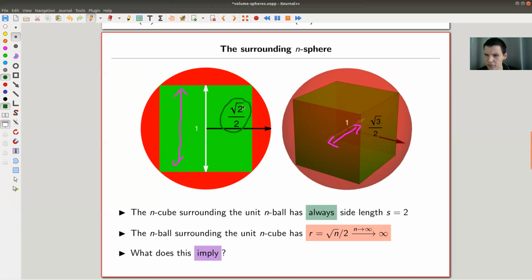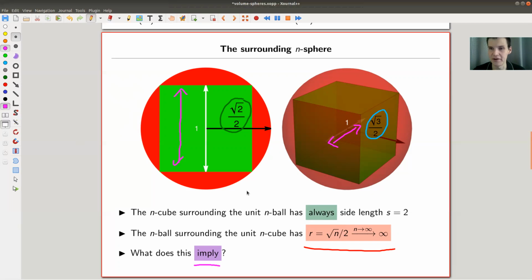So the formula for the radius: here it's square root of 2 over 2, here it's square root of 3 over 2. It's actually square root of n over 2. So the radius of the outside ball that fits the cube goes to infinity, while I still fit the same cube of the same side length. That's kind of weird. Again, curse of dimensionality. The radius of the fitting ball goes to infinity as the dimension grows, in contrast to the radius of the fitting cube, which is always 2. And if you think about it a little bit, what could this imply?